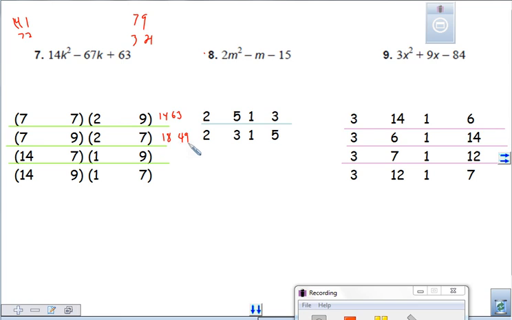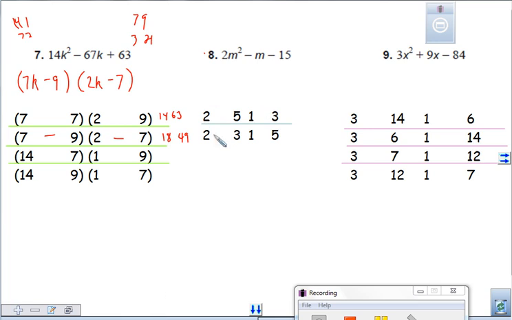will make 67. So I need them to be plus plus, or in this case minus minus, so then I get a minus sign here and a minus sign here. So then my answer is 7k minus 9, 2k minus 7. And I didn't even have to try these numbers at the bottom. So whenever I have minus plus in that order, my answers better be minus minus.